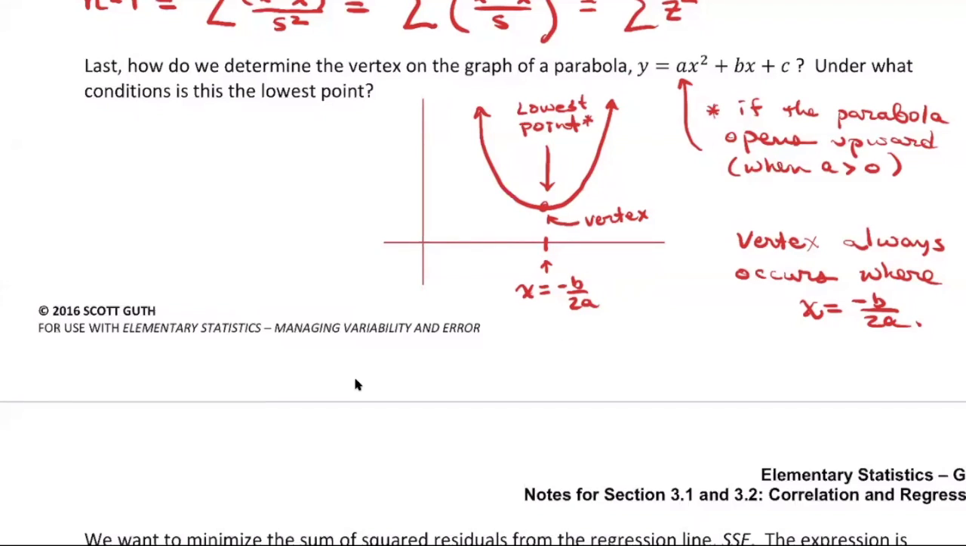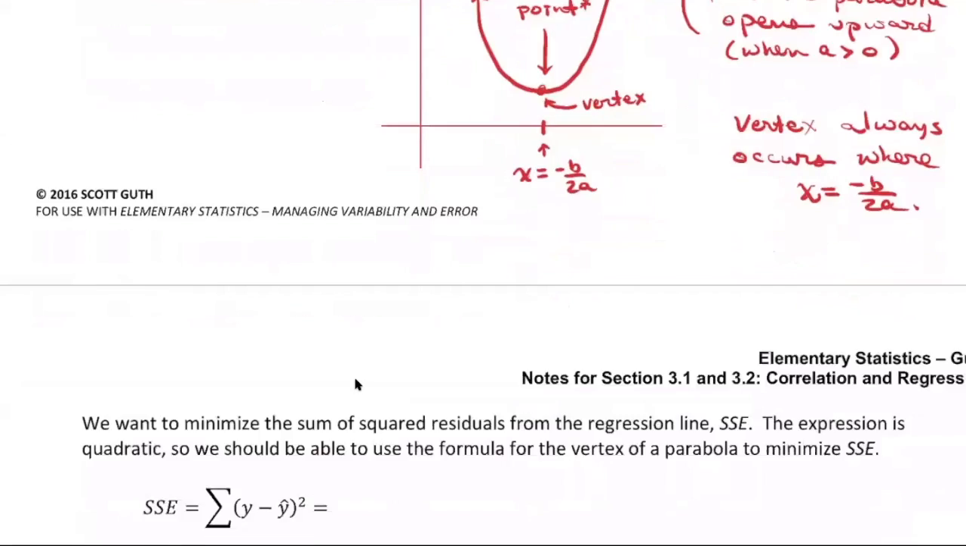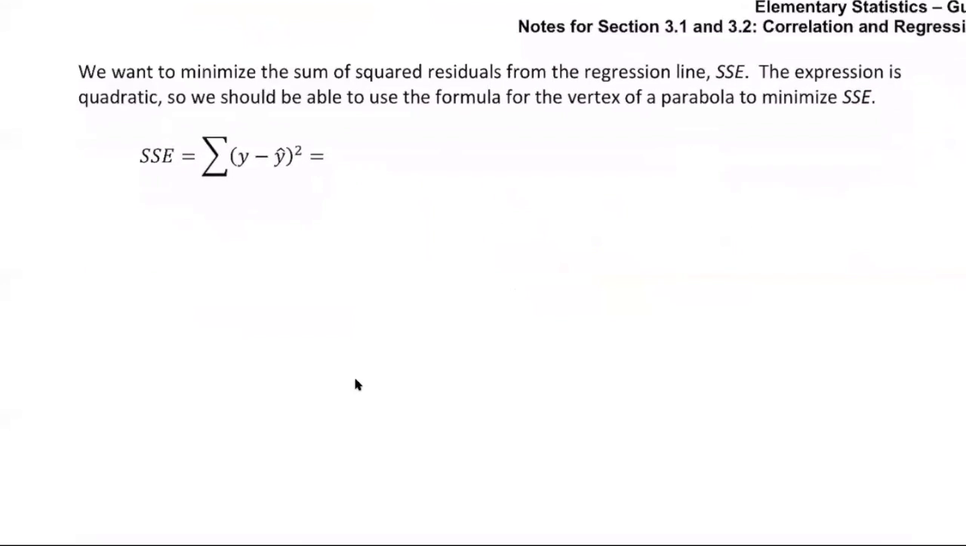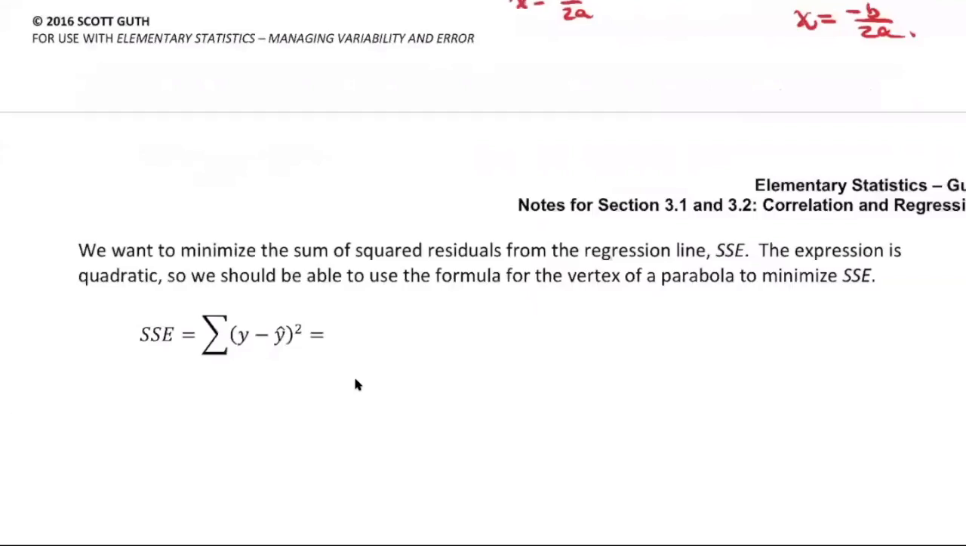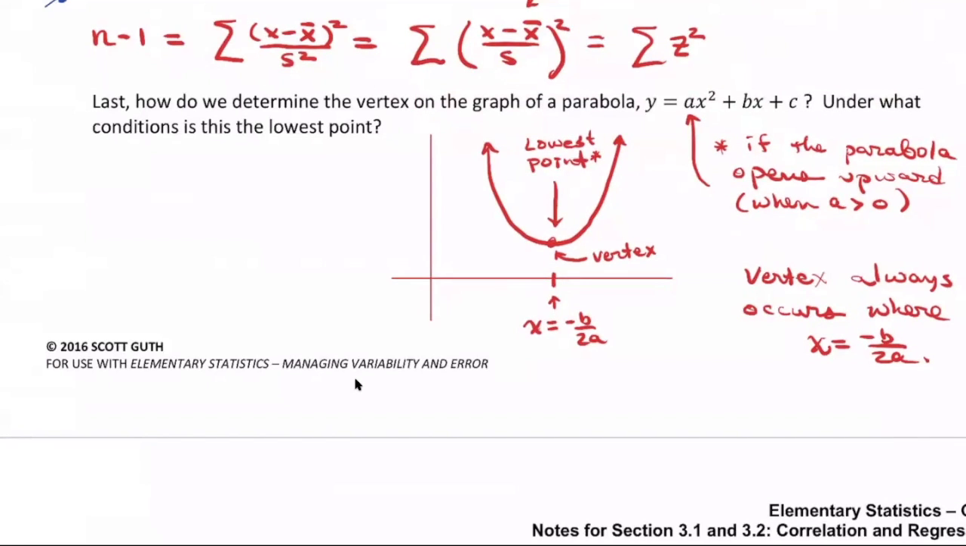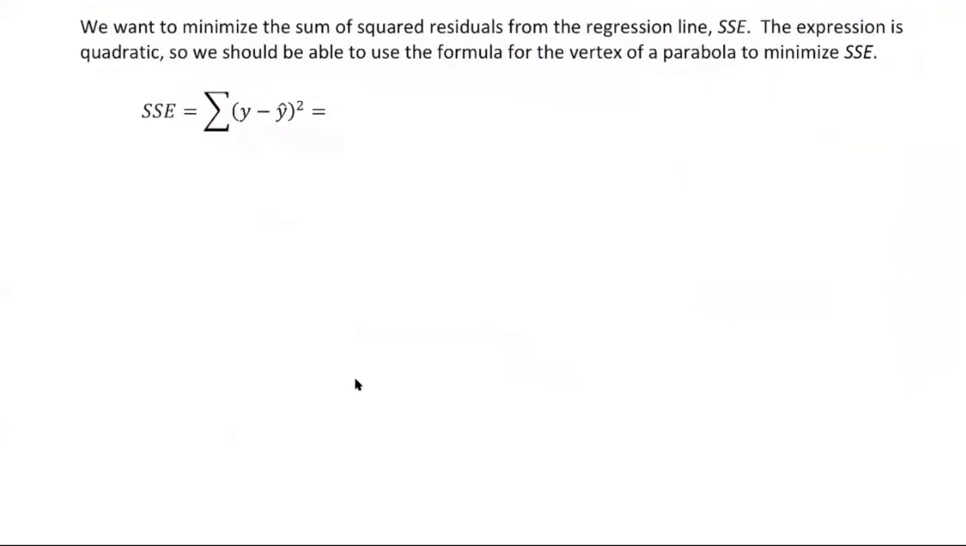Okay, we're going to try and minimize the sum of squared errors, which comes in here. So it says we want to minimize the sum of squared residuals from the regression line, which is SSE. The expression is quadratic, so we should be able to use the formula for the vertex of a parabola to minimize the sum of squared errors. Remember, the vertex of the parabola is this value here. Okay, so here we go, sum of squared errors. Whenever we square things, quadratic is the word for it.